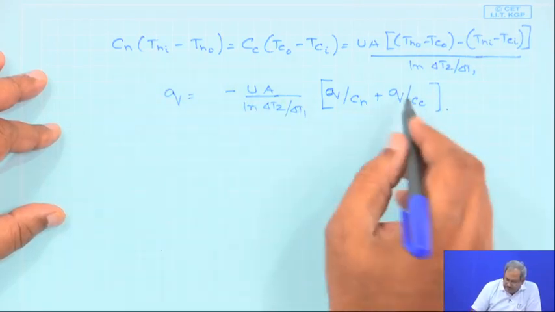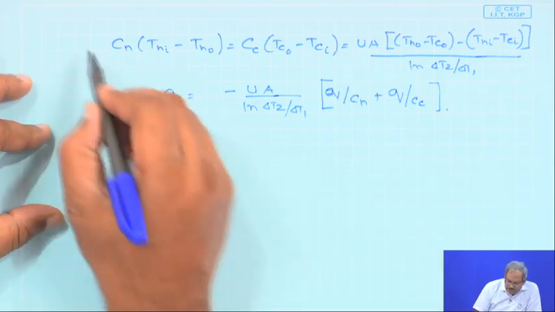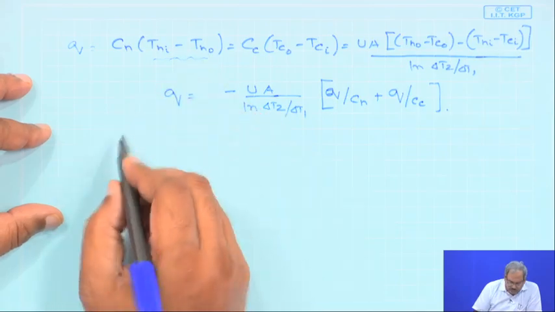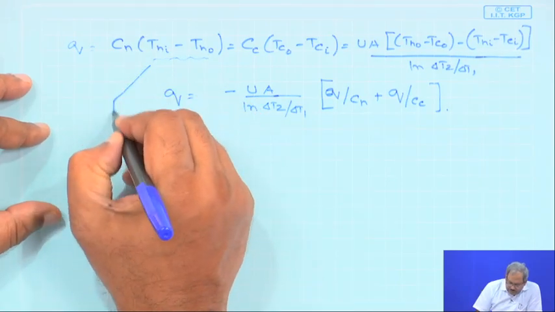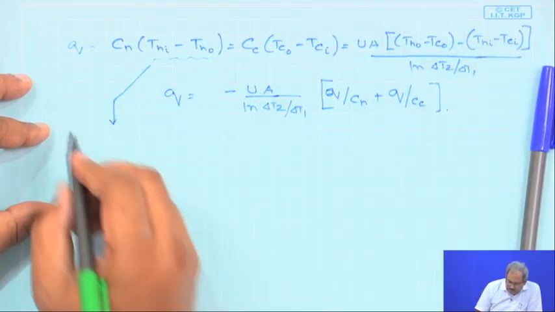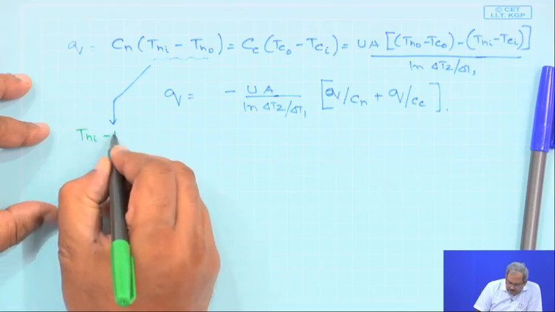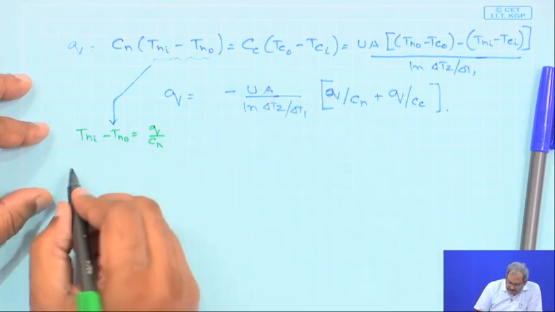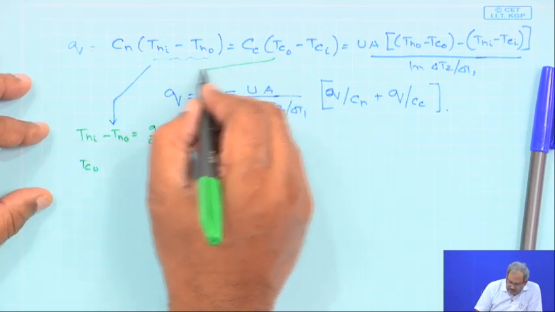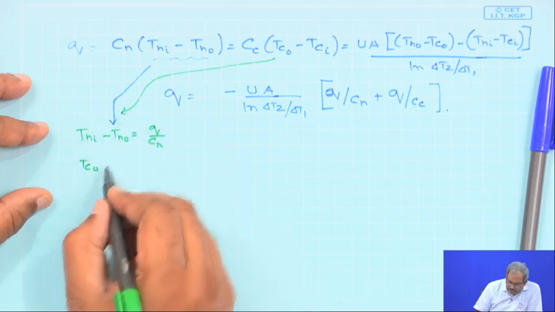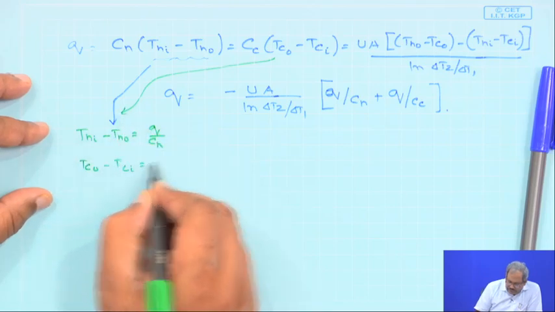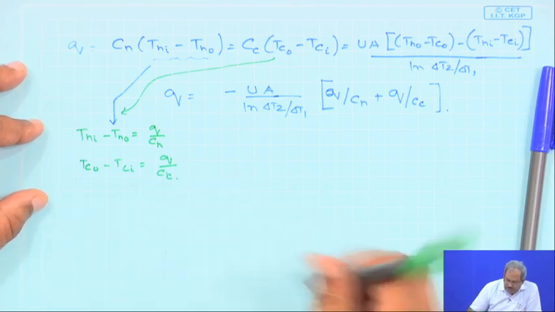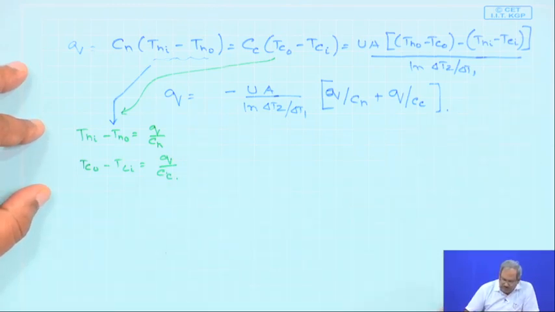How did you get into this? How did we get this one? So, we know that this is Q. So, Thi minus Tho is Q by Ch, and Tco minus Tci, from here, is Q by Cc. So, this is what we have in here.